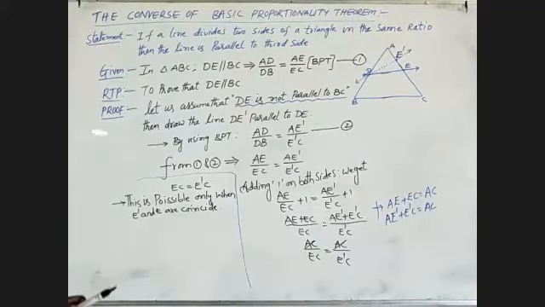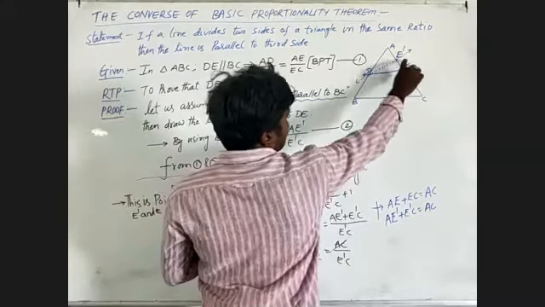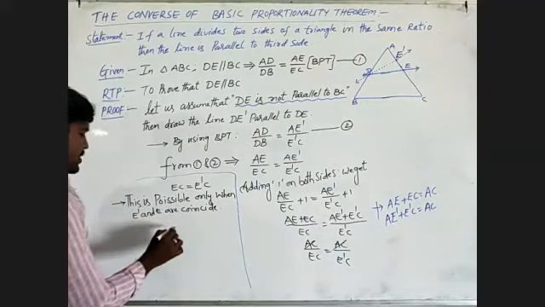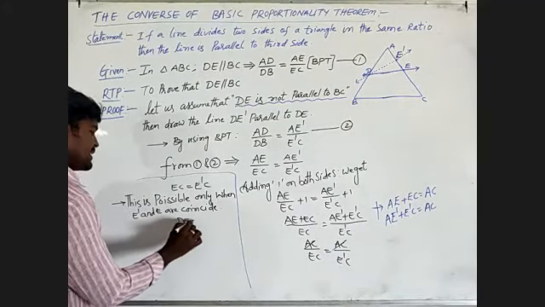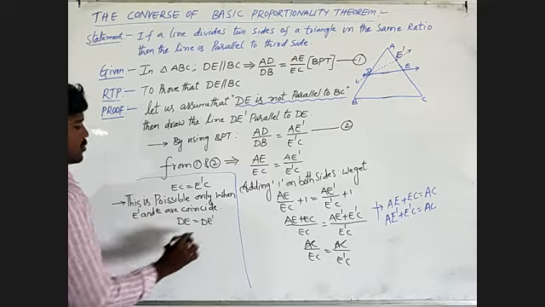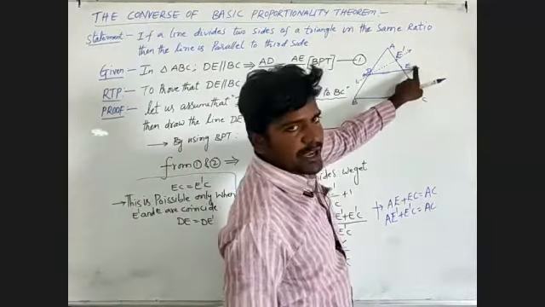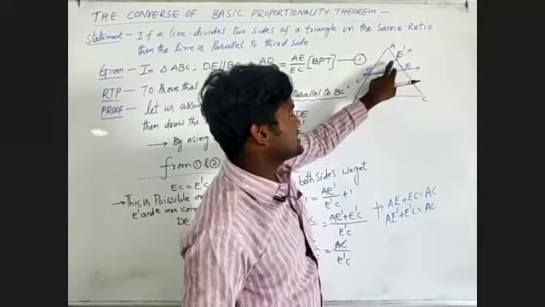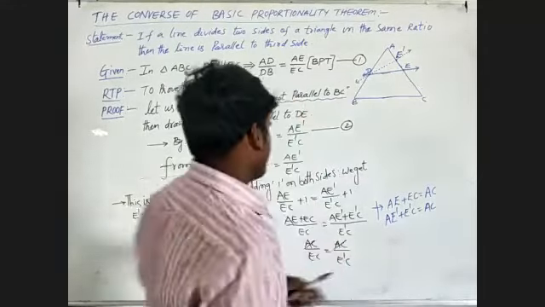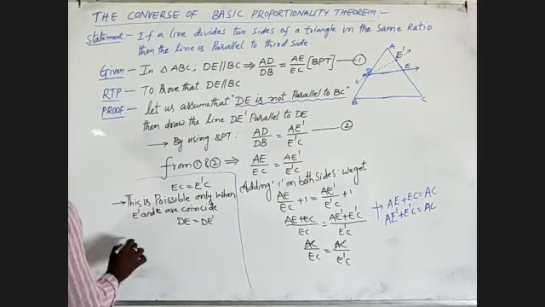E dash and E coinciding means DE dash must be equal to DE. That will be written as DE is equal to DE dash. Why? Because when E dash and E coincide, their distances will be equal. That means DE dash must be equal to DE.